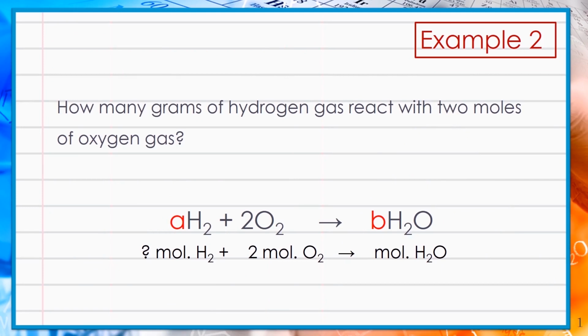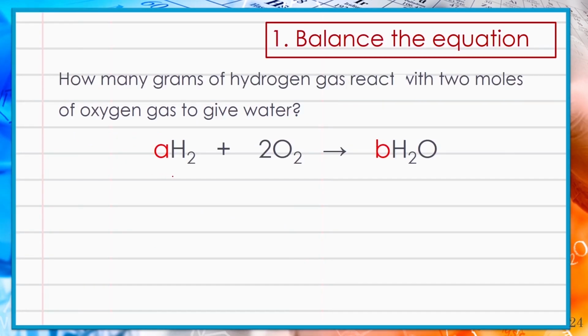Let's say we want to know the number of grams of hydrogen gas that react with 2 moles of oxygen gas to give water. First, we need to balance the equation by calculating the number of moles of the hydrogen that can react with the 2 moles of oxygen. So we have 4 oxygen atoms on the reactant side. So we need to multiply H2O by 4 to have 4 atoms of oxygen on the product side.